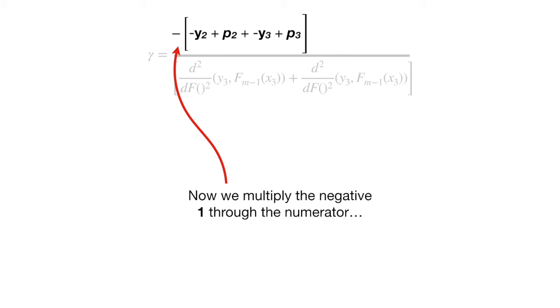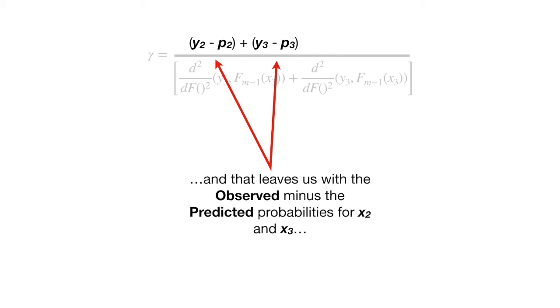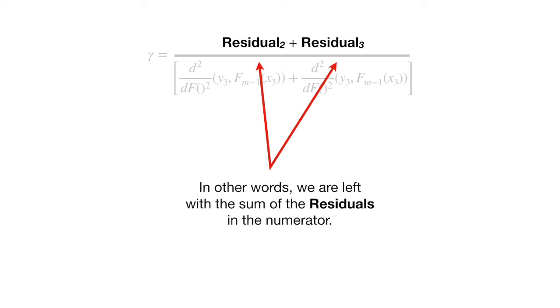Now we multiply the -1 through the numerator. And that leaves us with the observed minus the predicted probabilities for x sub 2 and x sub 3. In other words, we are left with the sum of the residuals in the numerator.